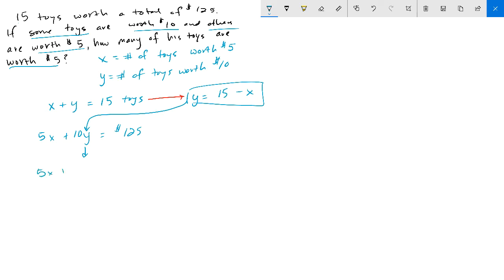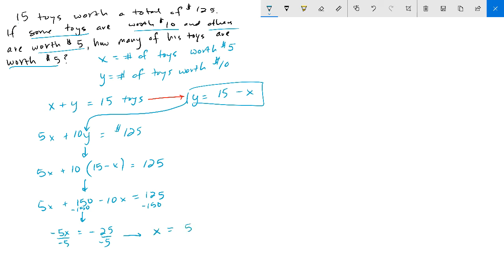So let's plug that in. We get 5x plus 10, plug in what we just got for y, which is 15 minus x, and that's all equal to 125. All right, now we're going to distribute the 10. And the rest of it's pretty straightforward. We just need to combine like terms. So 5x minus 10x is negative 5x. And let's move this 150 to the other side. Divide by negative 5. And we get 5. So x is equal to 5, meaning he has 5 toys that are worth $5.